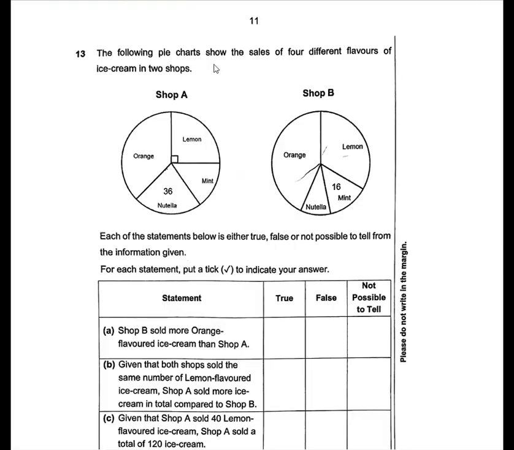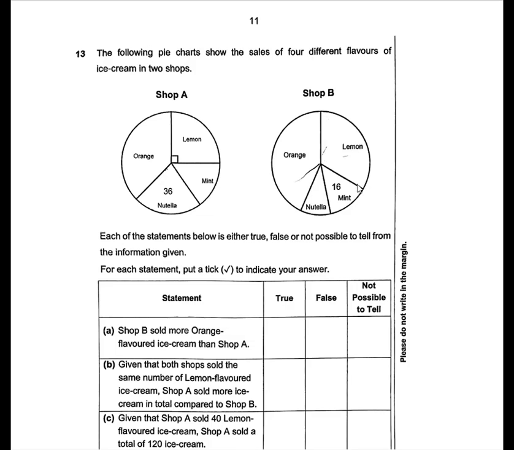The following pie charts show the sales of 4 different flavors of ice creams in two shops, Shop A and Shop B. Each of the statements below is either true, false, or not possible to tell from the information given. For each statement, put a tick to indicate your answer.